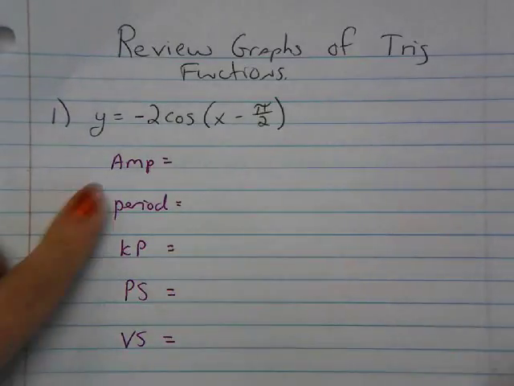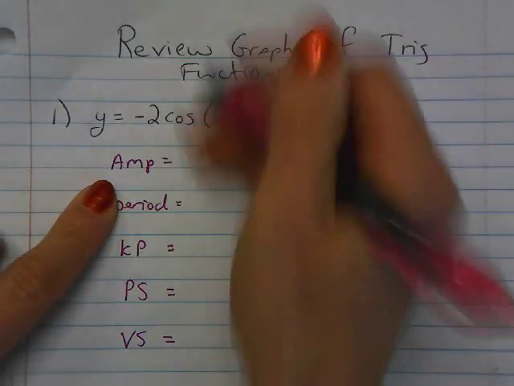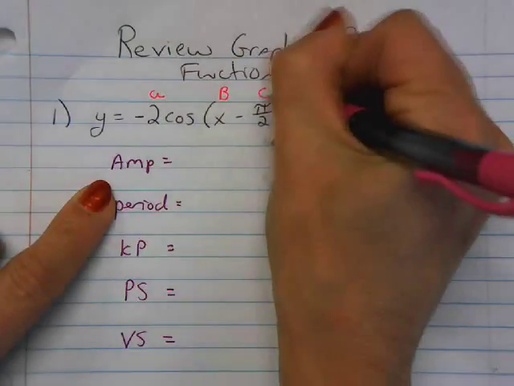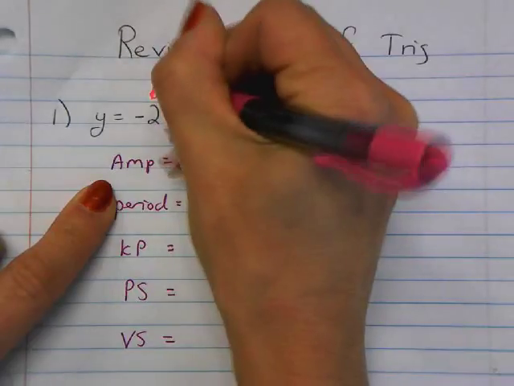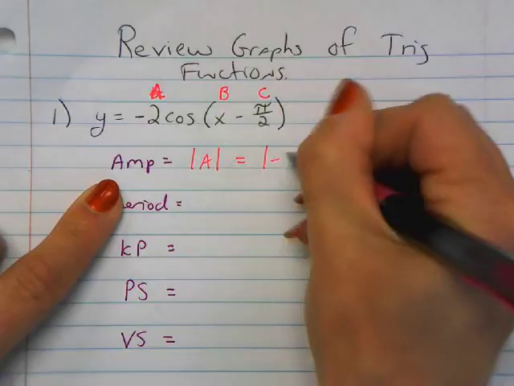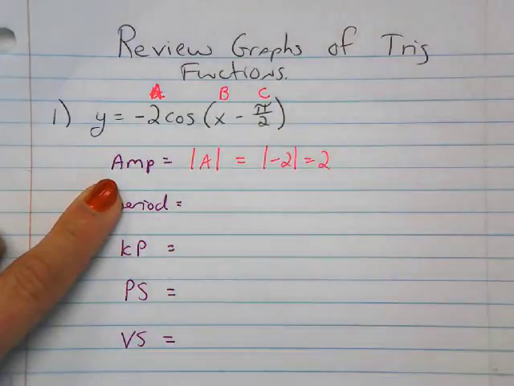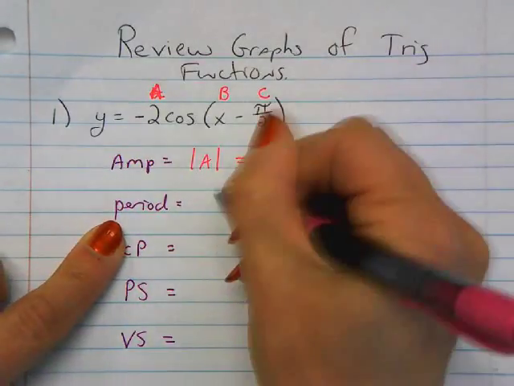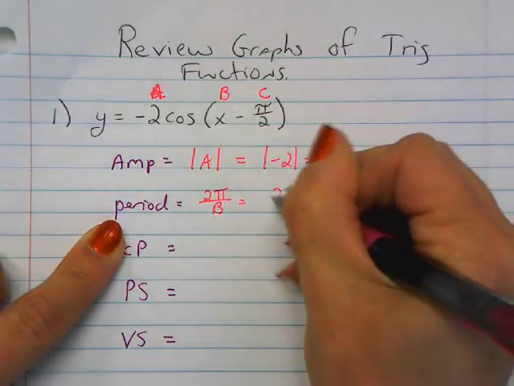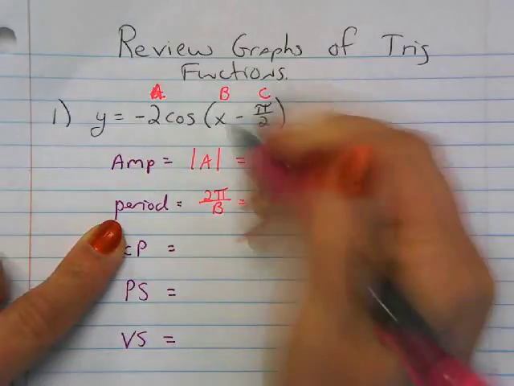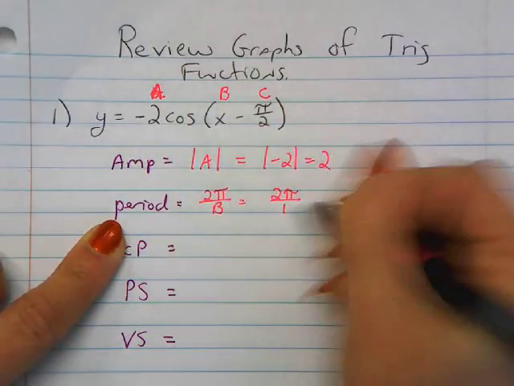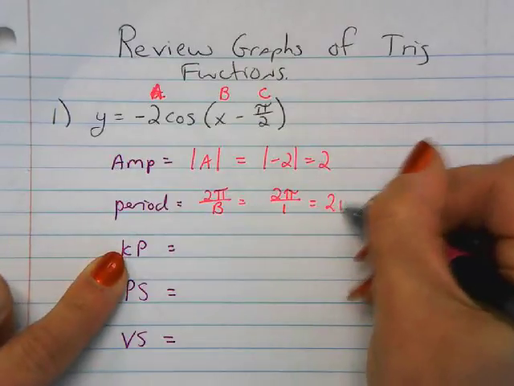Okay, amplitude. Remember that this is A, B, and C. That should be a capital A. Your amplitude is the absolute value of A. So I take the absolute value of -2 and I get 2. The period is always 2 pi divided by B. B is whatever is behind the trig function. In this case it's 1, so my period is just 2 pi.